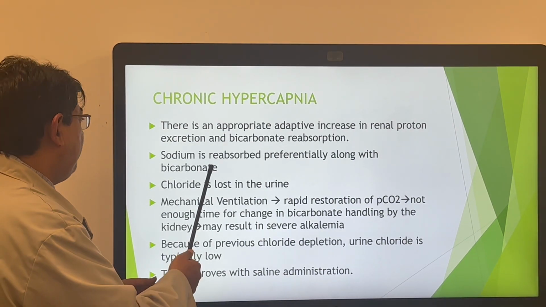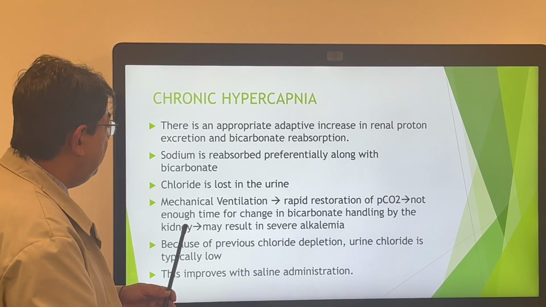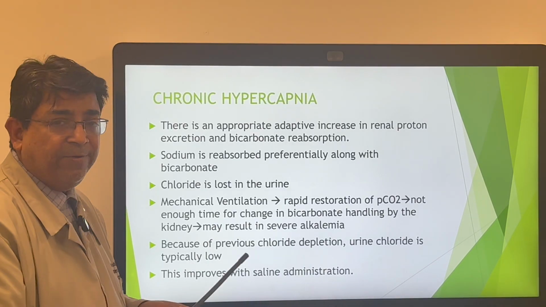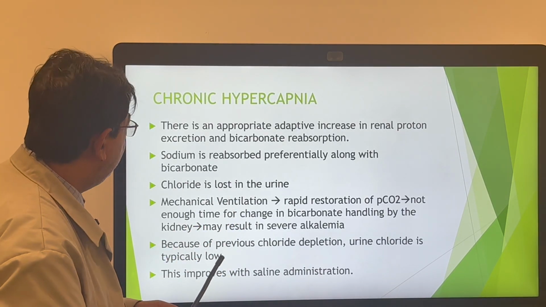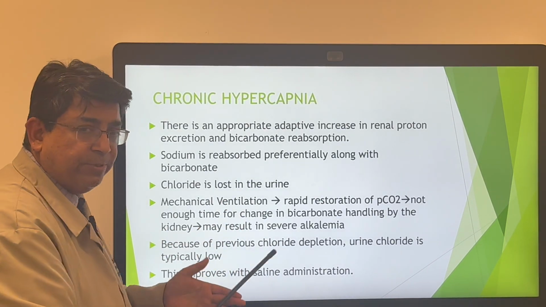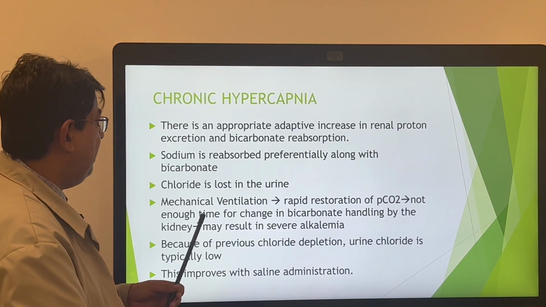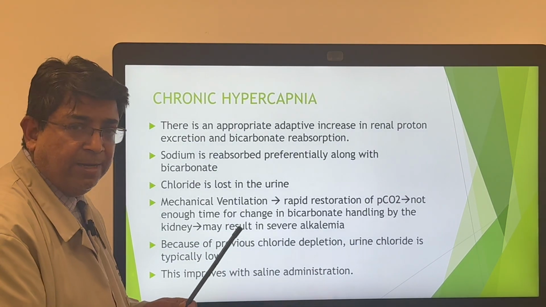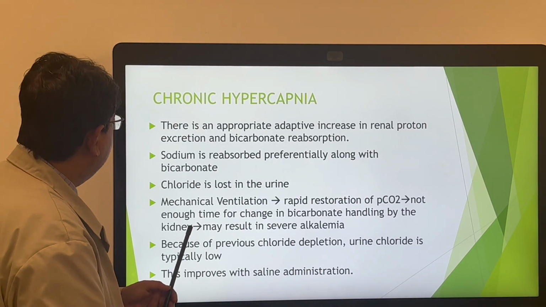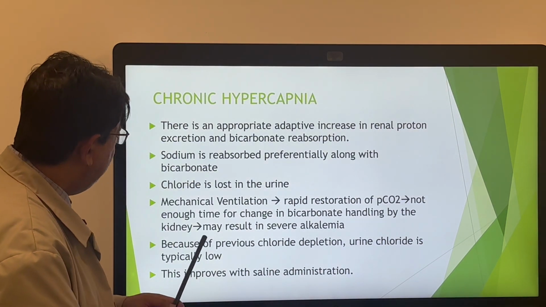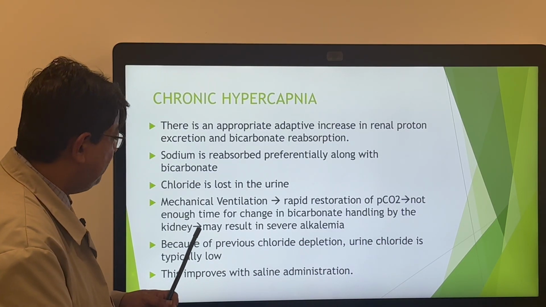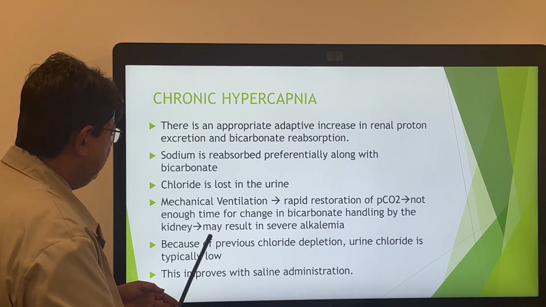As you know, in chronic hypercapnia, whether it's chronic COPD or chronic emphysema, you have elevated levels of PCO2, so you have an adaptive increase in renal proton excretion and bicarbonate reabsorption. So you have respiratory acidosis and you have compensatory metabolic alkalosis to maintain a relatively life-sustaining pH. In this case, the sodium is reabsorbed preferentially along with bicarbonate, and chloride is lost in the urine. So they may ask you to know that the urine chloride is high.